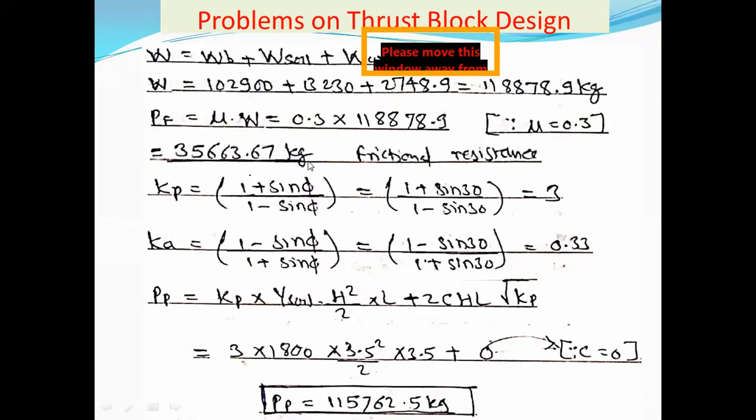Okay, so we got here first resisting force. Next, find out the passive earth pressure. To find out that passive earth pressure, first find out what is the coefficient of passive earth pressure, Kp. Also find out Ka by using that formula. Kp is equal to 1 plus sin phi upon 1 minus sin phi. Ka is equal to 1 minus sin phi upon 1 plus sin phi. And you will get Kp is equal to 3, Ka is equal to 0.33.